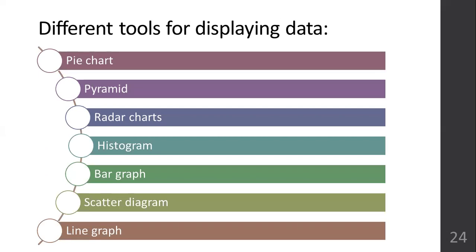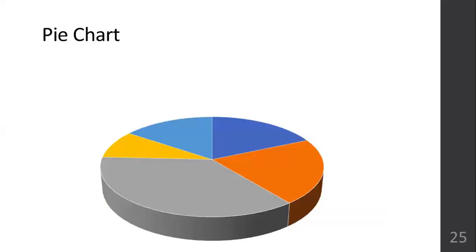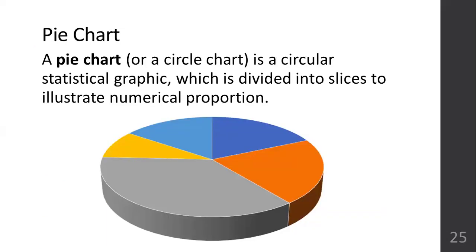So, the different tools that we use in displaying data: pie chart, pyramid chart, radar chart, histogram, bar graph, scatter diagram, line graph. The first one is the pie chart. It's a circular statistic graph that is divided into slices to illustrate any numerical portion. The whole pie chart area is 100%. Slices show which specific topic has the major contribution and which has the least contribution. Anyone who looks at a pie chart will be able to answer it.